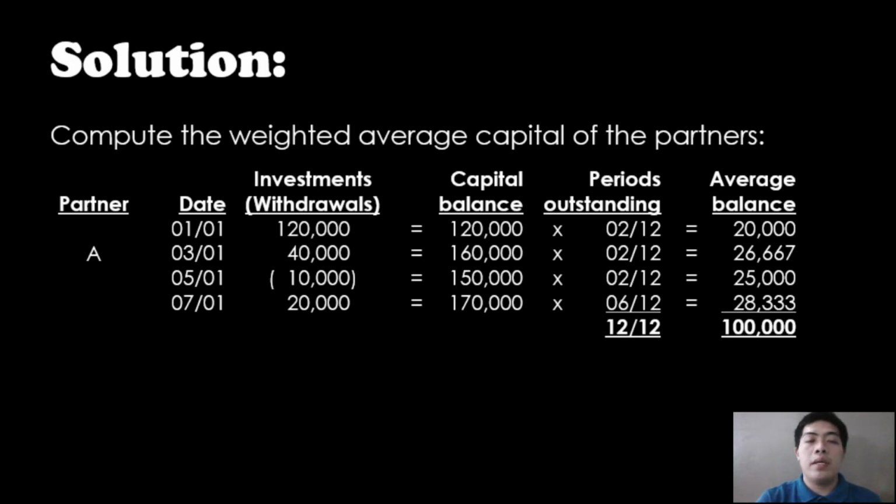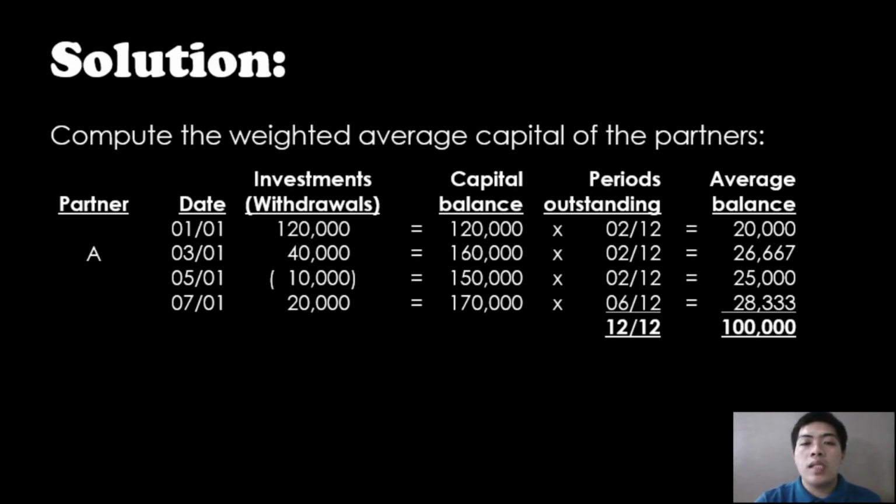So, start ako kay partner A. Yung 120,000 niya, 2-month outstanding yan na balance before magkaroon siya ng investment na 40,000. So, yung 120,000 na yan, 2 months outstanding, so 2 over 12. So, we have 20,000. Coming March 1, nagkaroon siya ng investment na 40,000. So, yung pinaka-capital balance na niya, we have 160,000. I-multiply natin siya ng 2 over 12 kasi nga, before nagkaroon ng withdrawal, 2 months muna yung nag-pass.